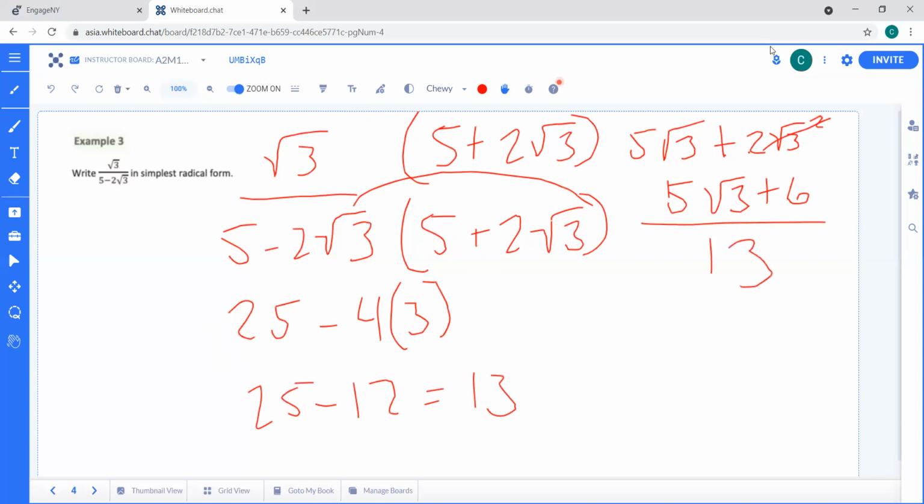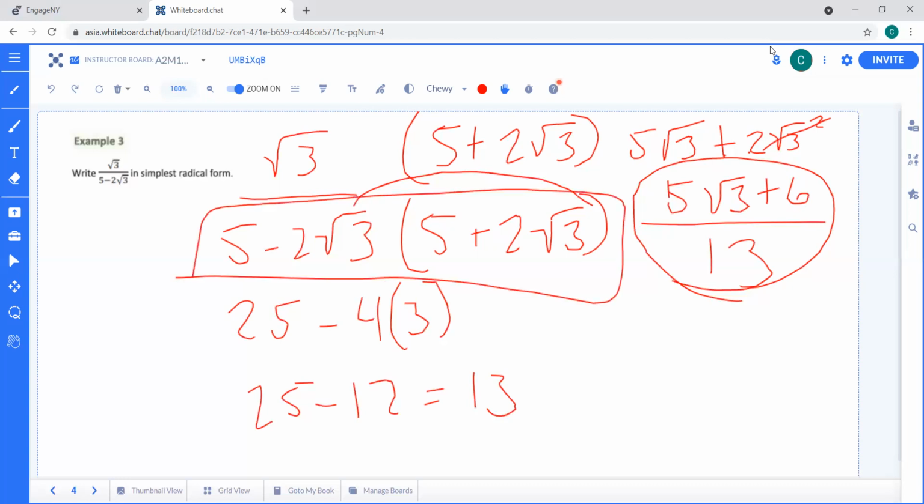Now, you can leave it like that. That's fine. So we could have done conjugates right here to get rid of our radicals.